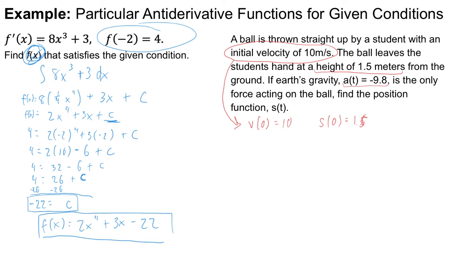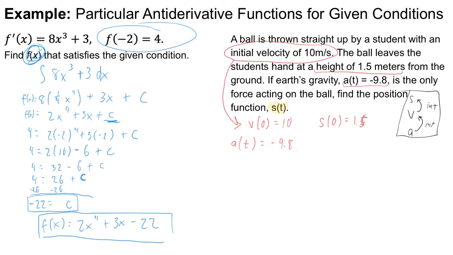Okay, so what we're going to do is we're going to start with a of t is equal to negative 9.8 as our starting point. And then we're going to work our way backwards to our goal of S of t. Basically, we're going to start with the acceleration function. We're going to integrate to get the velocity, integrate again to get the position. So this is our game plan.